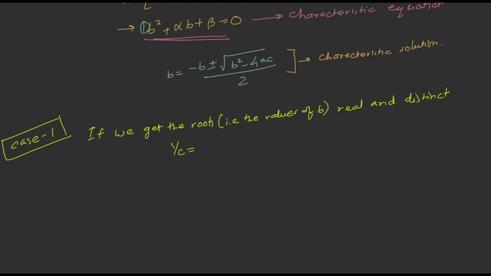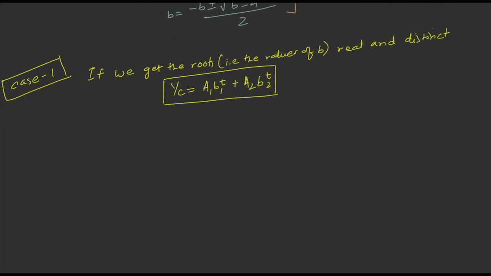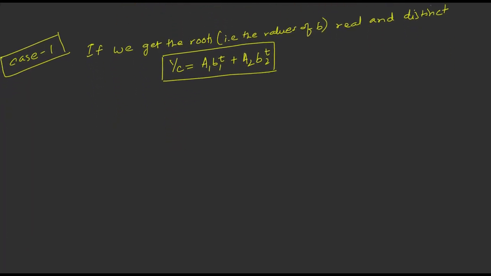yc equals a1 b1 to the power t plus a2 b2 to the power t. So this is the equation we get for yc when the values of b are real and distinct. Now the second case, case 2.